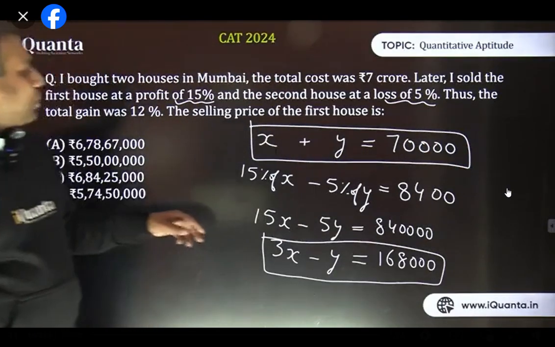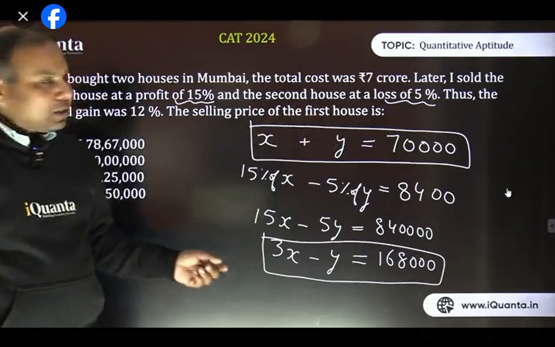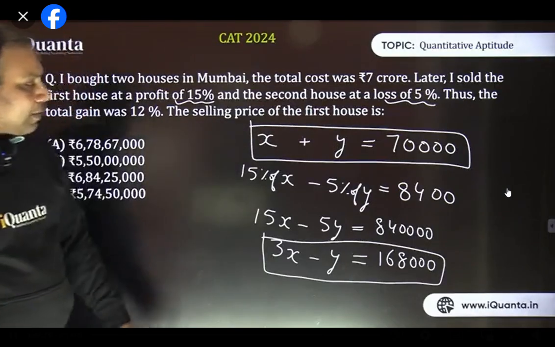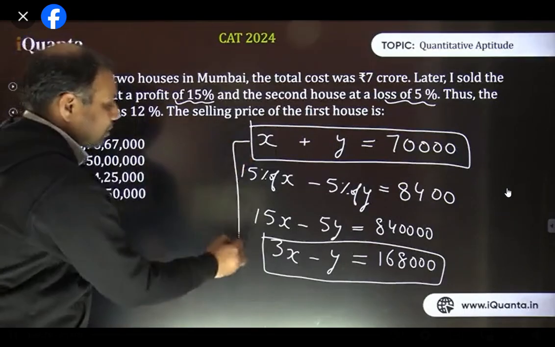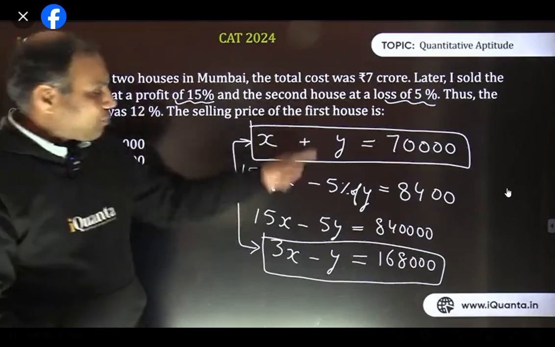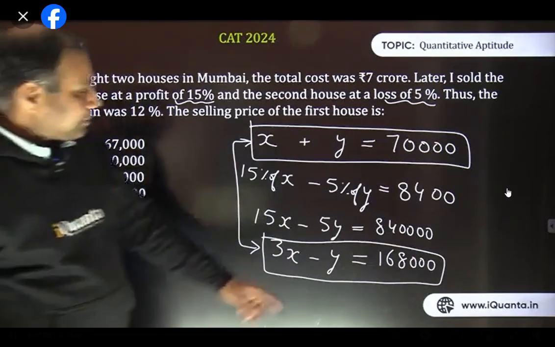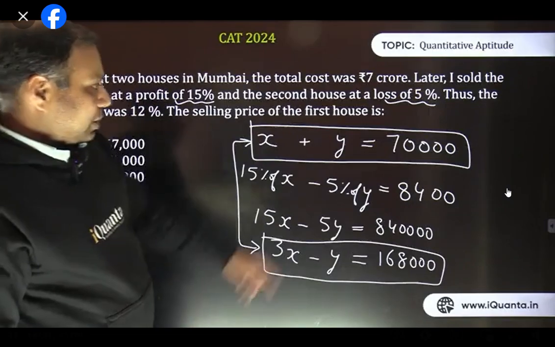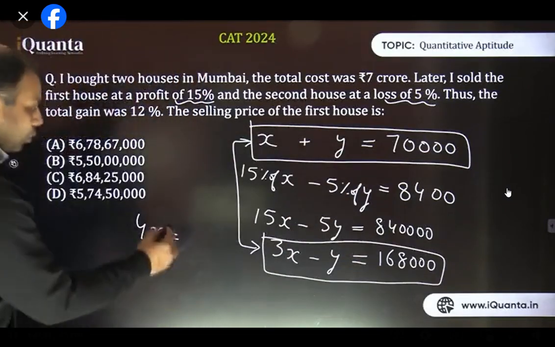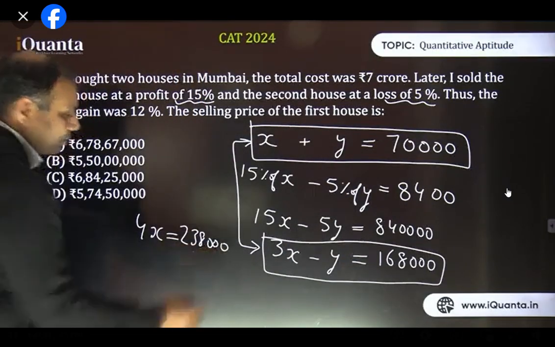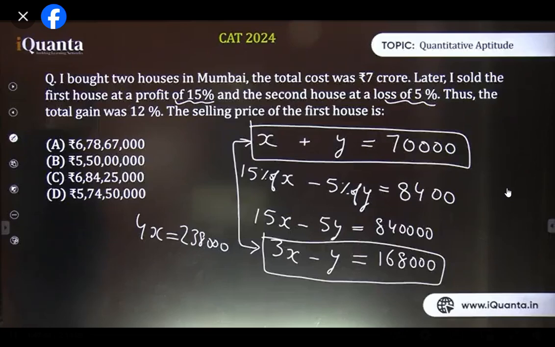Now by simplifying, what do we need to find? We want to find the selling price of the first house. So basically find the value of x and then you can get the answer. If I just add these two equations, y will be cancelled out and the job is quite simple. So 4x comes out to be how much? 70 and 168. So overall, 238000.